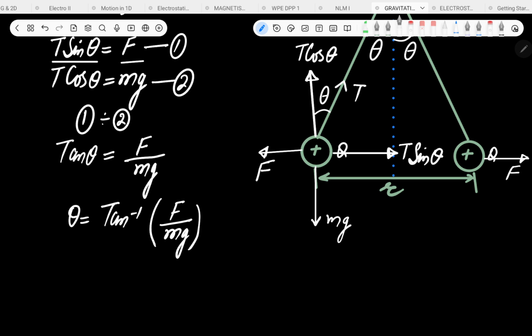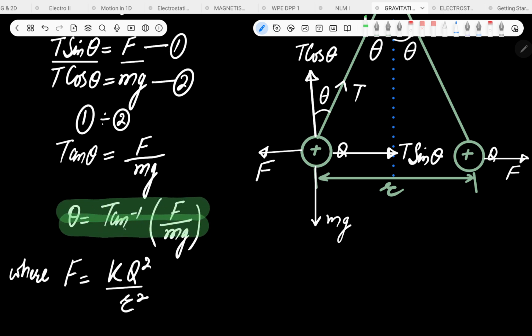And this F is equal to the electrostatic constant K times q into q, that is q square, divided by r square, given by Coulomb's law. So the value of F is given by Coulomb's law. We had this very important result: we have calculated the angle that the string makes with the vertical.